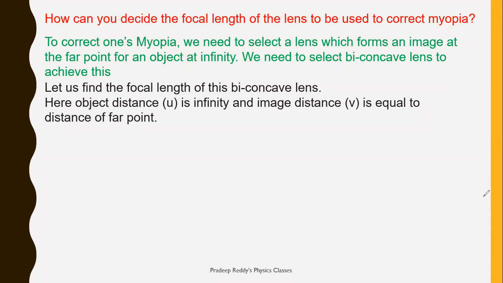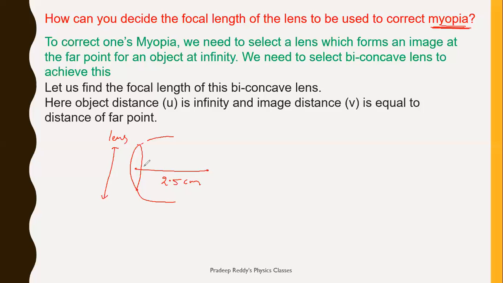Now, as a beginning, we will calculate the focal length of the lens to be used in order to correct myopia. In order to correct myopia, this is the eye lens, and from the eye, the retina is separated by a distance of 2.5 centimeter. You will be using some lens in front of your eye.